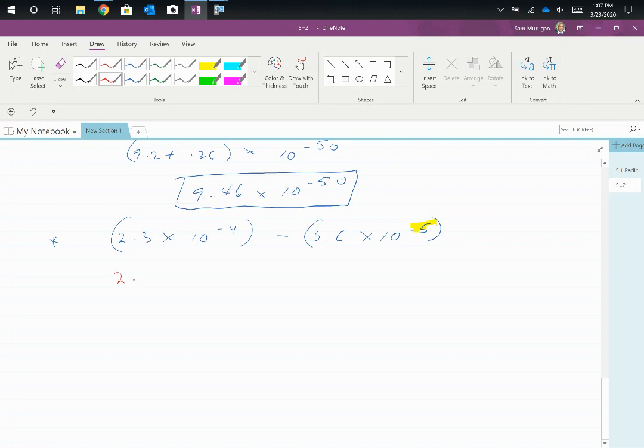So the 2.3 times 10 to the power negative 4 minus, and if I move back one place, it becomes 0.36 times 10 to the power negative 4. Then I would take 2.3 minus 0.36 times 10 to the power negative 4, which is 7.04 times 10 to the power negative 4.